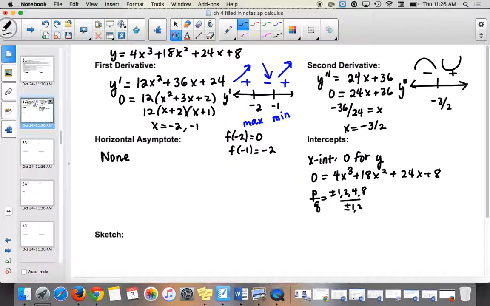I know that I can eliminate half those possibilities. I know my number is not going to be positive. Do you all see that if I plug in positive 1, positive 2, positive 4, it's not going to be 0? It doesn't work. What do you want to try?